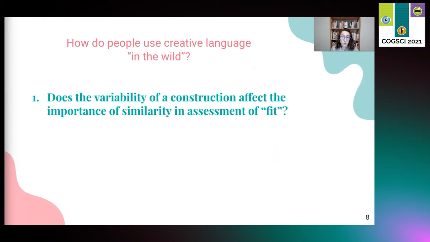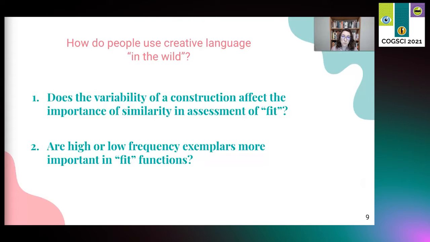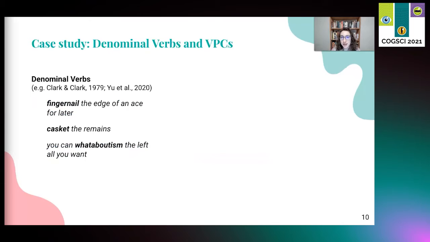And in particular, one question we want to investigate is how variability influences assessment of fit. And another question we're interested in is which exemplars matter most in assessing fit, high or low frequency exemplars. In order to address the first question, which asks whether the importance of similarity differs depending on a construction's variability, we need a pair of constructions that differ in their level of variability. And for that, we look at 2 denominal verb constructions.